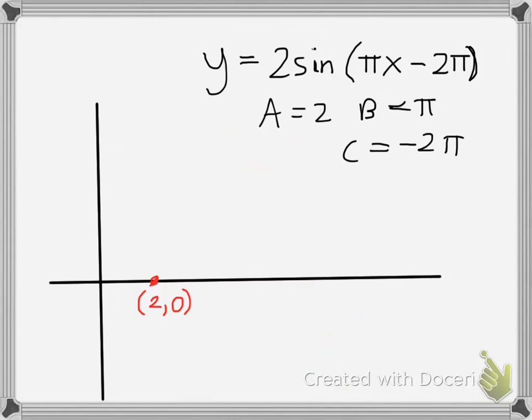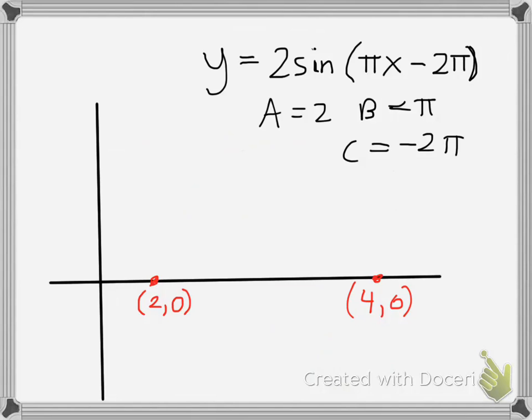And then let's find where the wave will repeat itself. Well, the wave will repeat itself 2 pi over b units. So 2 pi divided by b. In this case, b equals pi. So 2 pi over pi is just 2. So the wave will repeat itself after 2 units. So it will repeat itself at (4, 0). That's after 2 units. Okay.